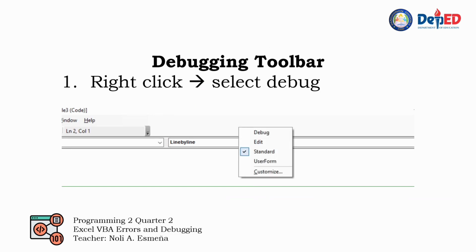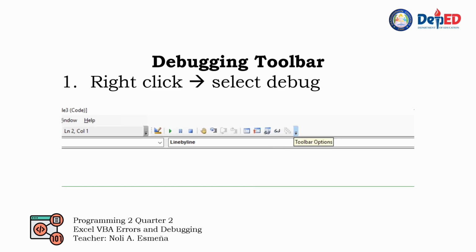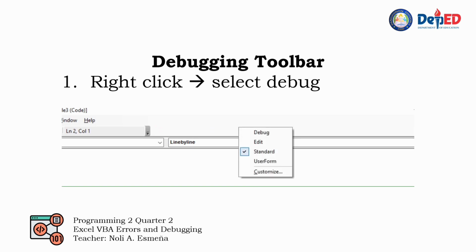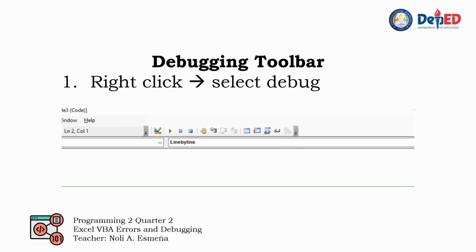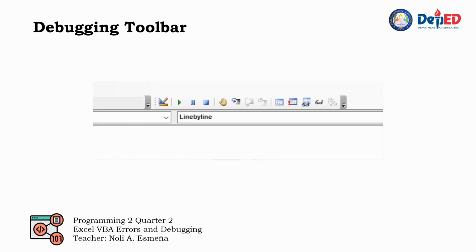Lastly, we have the debugging toolbar. You can access it by right-clicking on top of the editor, then selecting Debug. The use of the debugging toolbar is simple. It provides quick access to debugging functions such as toggle breakpoint and step into.